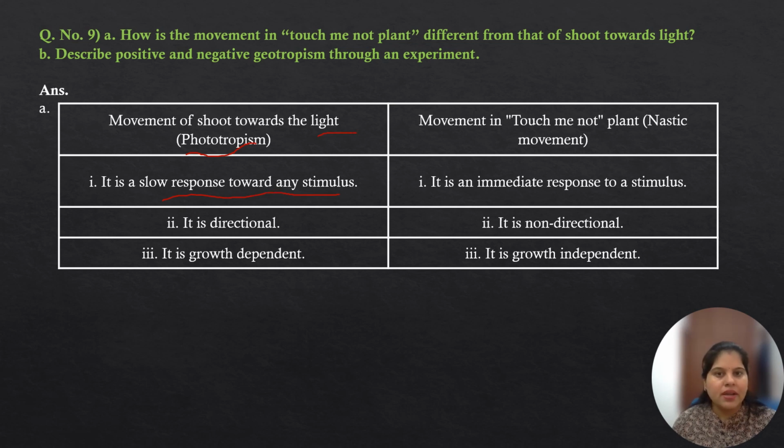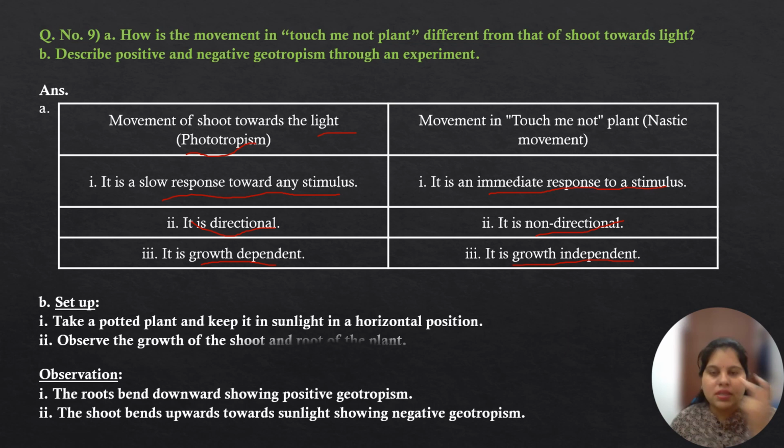In this the stimulus is light, while the touch-me-not plant shows an immediate response to stimulus. In this the stimulus is touch. Tropic movements are generally directional in nature, while nastic movement is non-directional. And movement of shoot toward the light shows growth toward the side of the light. So it is growth dependent, and nastic movements are growth independent. Through these differences you can differentiate between tropic movement and nastic movement.